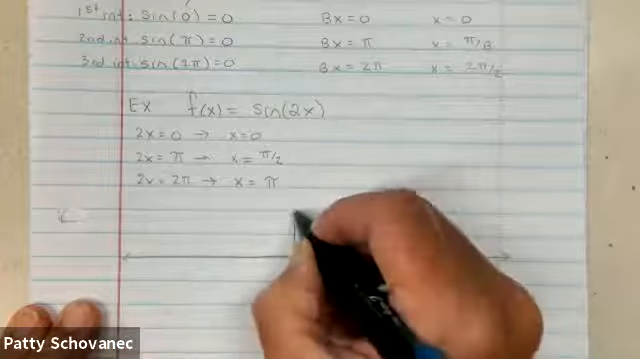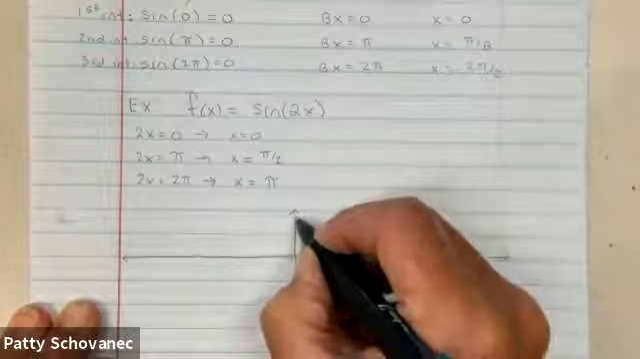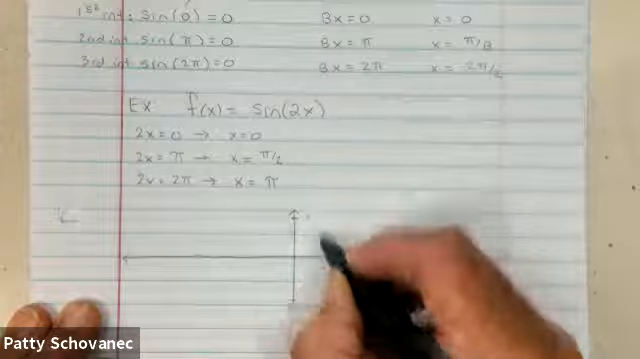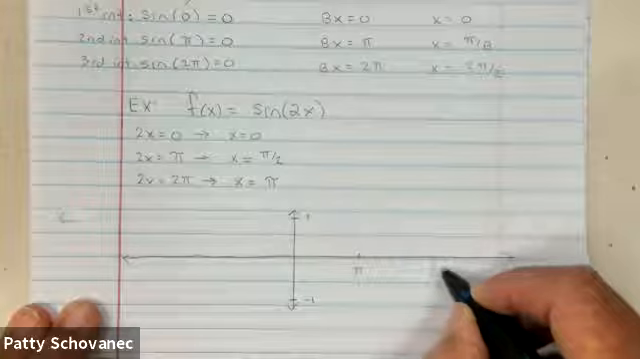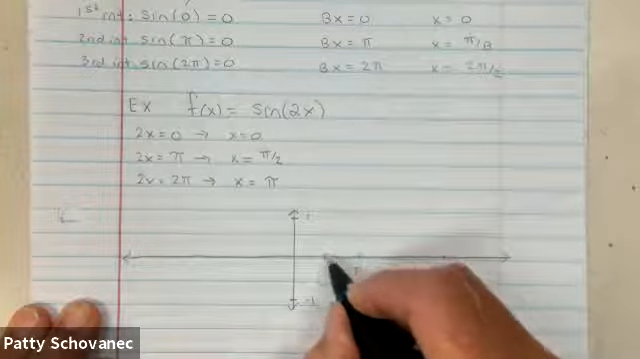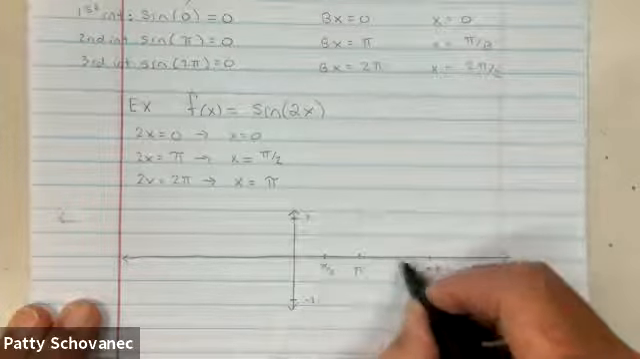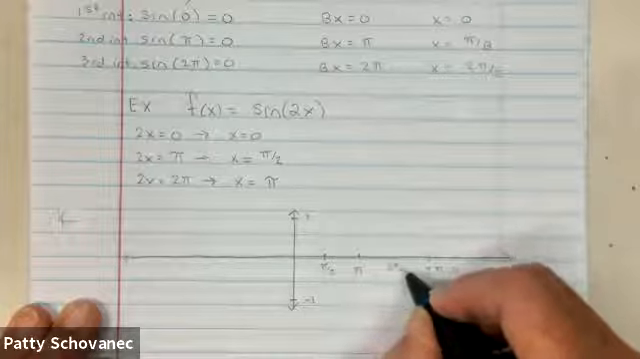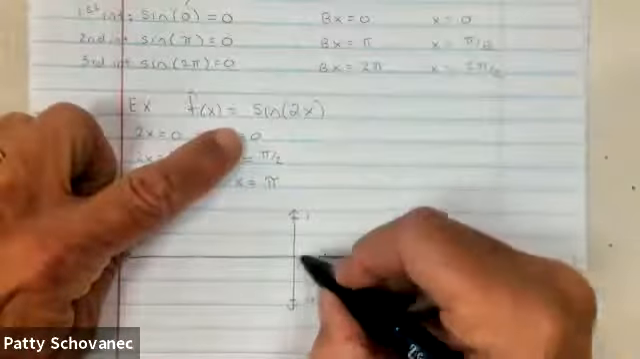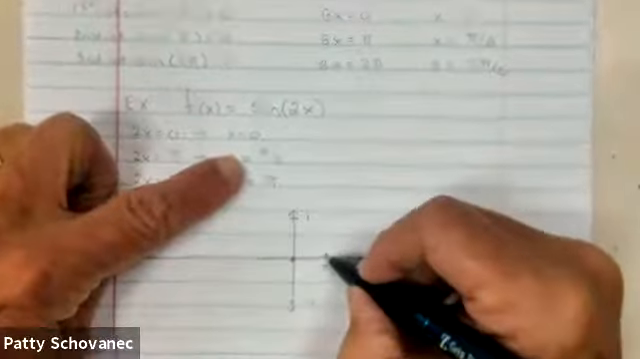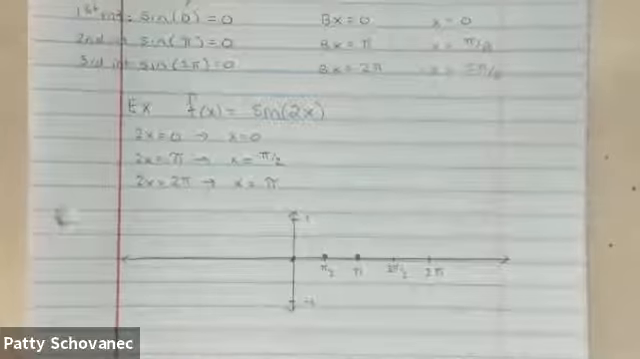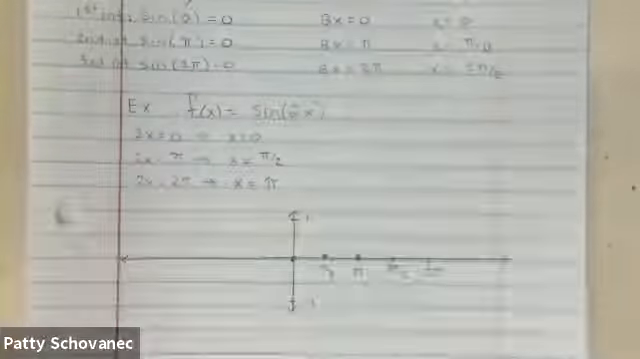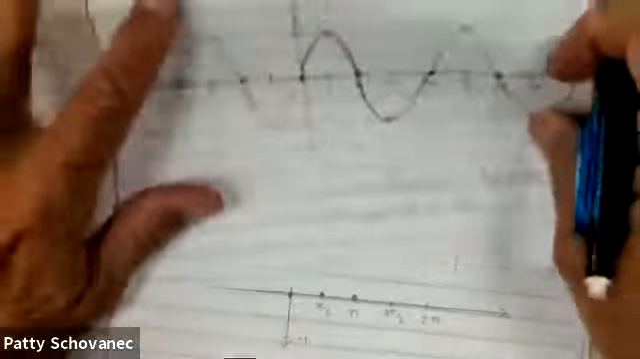So if this is 1 and that one's -1, and if that's pi and that's 2 pi, then I've got to put my pi halves smack down in the middle. This one has intercepts at 0, pi halves, and pi. And the rest of the points follow. The rest of the points are going to be these right here.